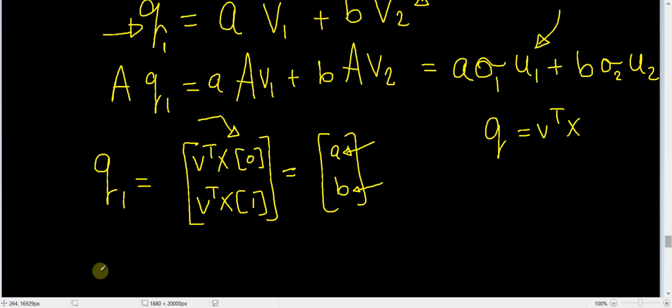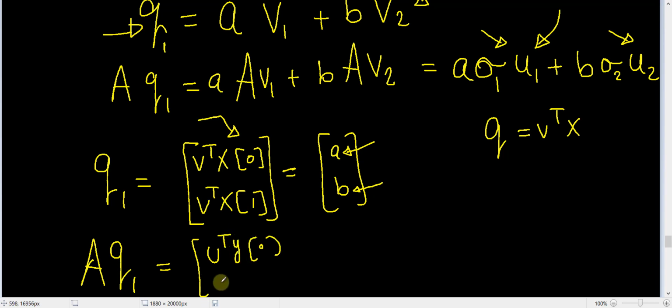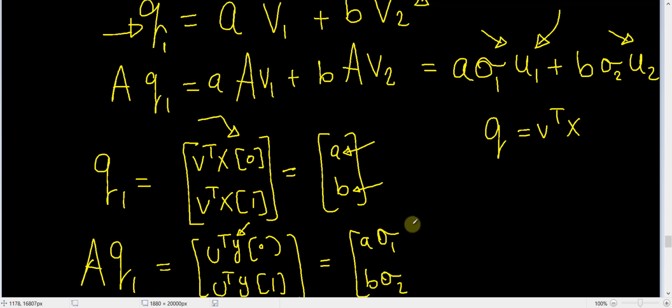Now we found out the following. If we multiply A by this vector q, we will get something that is described using the basis of the column space, u1 and u2. So those can be described as U transpose y of 0 and U transpose y of 1, where we have the x vector represented in the standard ij basis, and also the vector y right here represented in the standard ij basis.